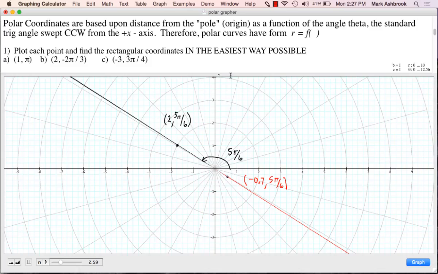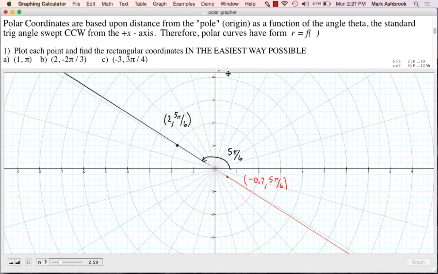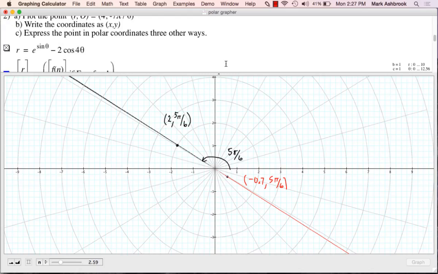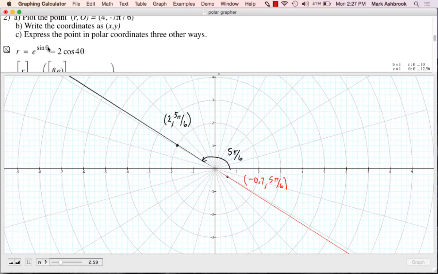All right, so let's just look at a function here. So then what you get is r as a function of theta. So as you think about angle theta sweeping around counterclockwise, for every value of theta, you get some distance from the pole, and that will give you a locus or a stream of points that create a curve. So here's a function, r is a function of theta: r equals e to the sine theta minus 2 cosine 4 theta.